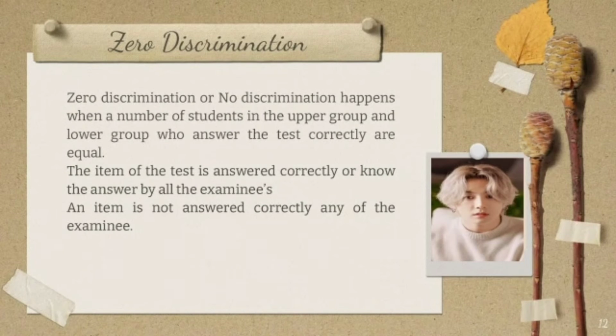Zero discrimination. Zero discrimination or no discrimination happens when the number of students in the upper group and the lower group who answer the test item correctly are equal. The item of the test is answered correctly, or not, by all the examinees. An item is not answered correctly by any of the examinees.